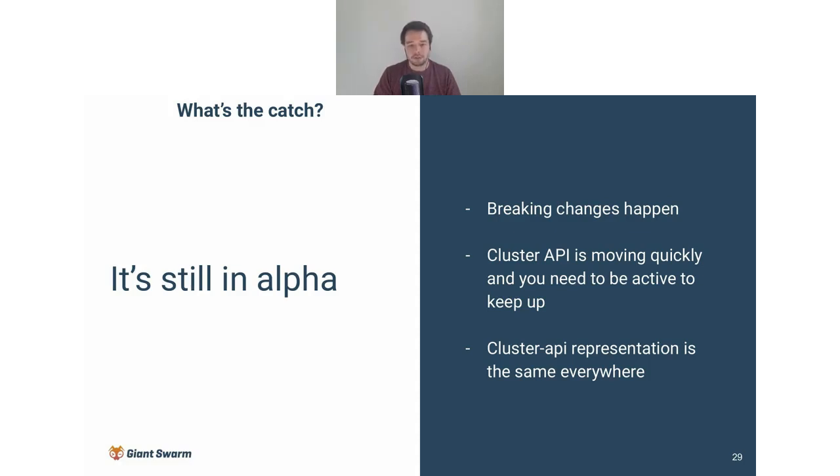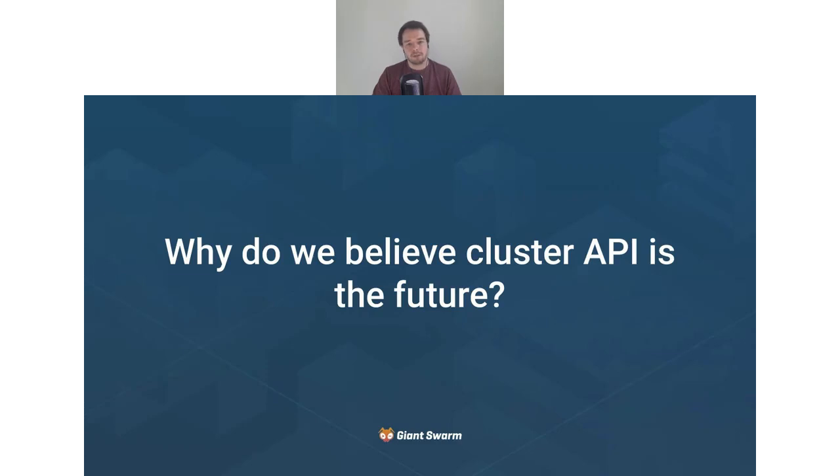The good thing is that the representation is still the same everywhere. It's just that it differs a little bit between V1 Alpha 2, V1 Alpha 3, V1 Alpha 4, obviously. So there are some changes. So, okay, we saw there are some things you can get caught on, some things that can hang you up a little bit.